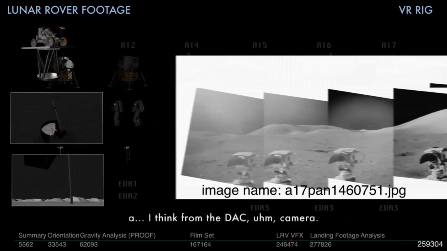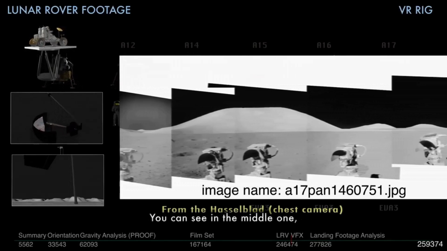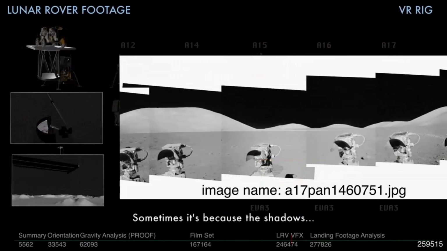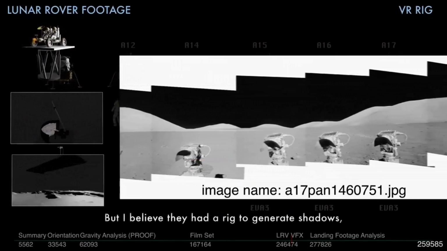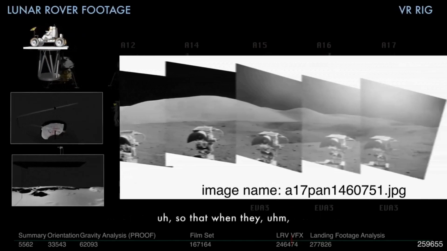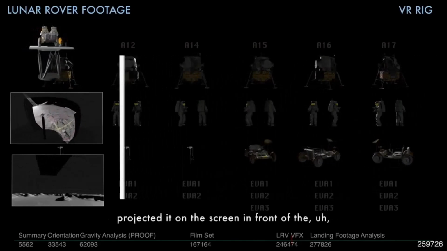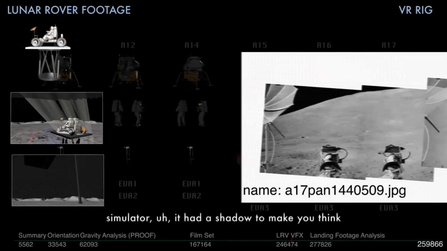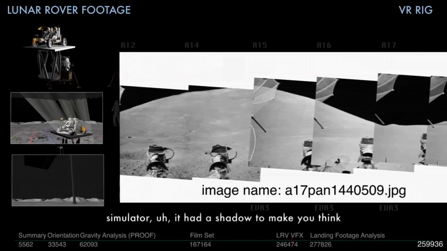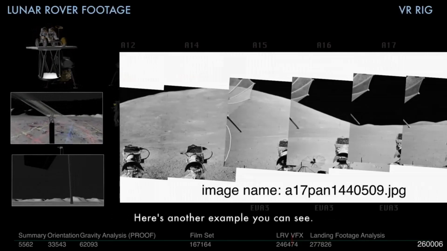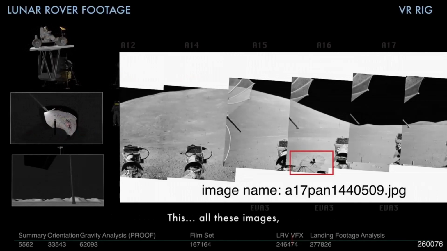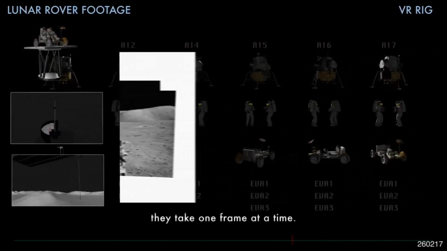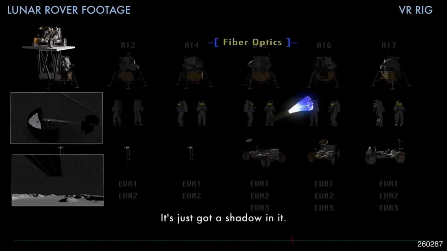So here, I think these photos were generated from a DAC camera. You can see in the middle one, there's a shadow of the antenna and camera. Sometimes it's because of the shadows, some because they're on a set. But I believe they had a rig to generate shadows, so that when they projected it on a screen in front of the simulator, it had a shadow to make you think they're really there. Here's another example you can see, but it's rare, right? All of these images only have one shadow, so it's quite possible they take one frame at a time. It's just got a shadow in it.